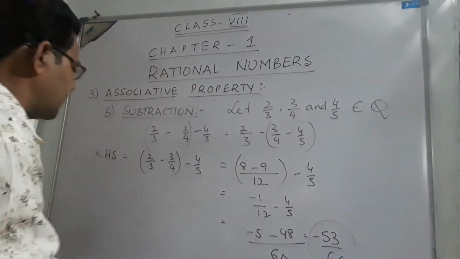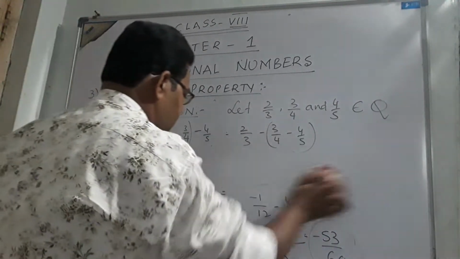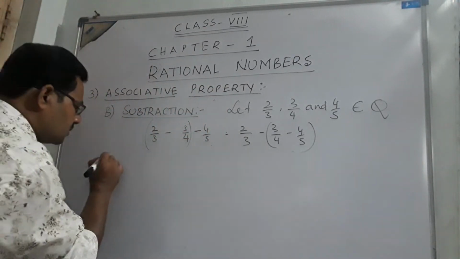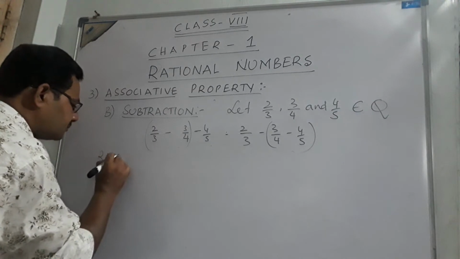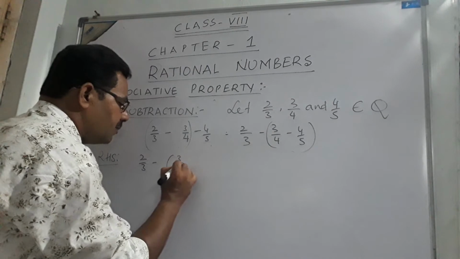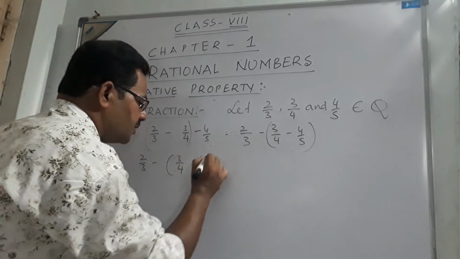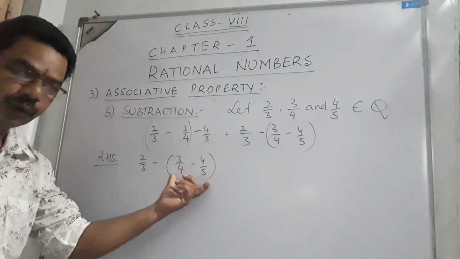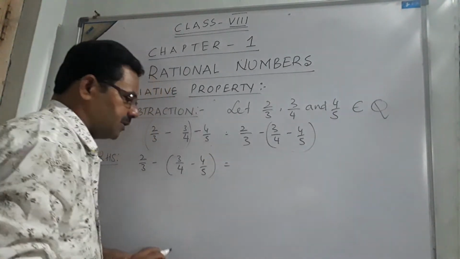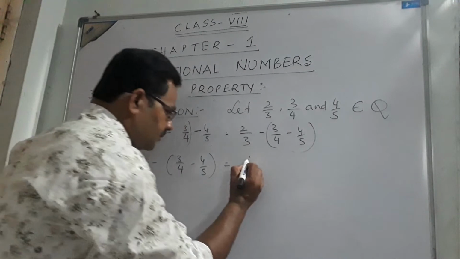So coming to the right hand side. Right hand side, what will we do? How can we find it out? We shall see. So right hand side is 2 by 3 minus (3 by 4 minus 4 by 5). First of all we have to do the bracket subtraction, and after this subtract it from this. Okay. This is equal to 2 by 3 as it is.